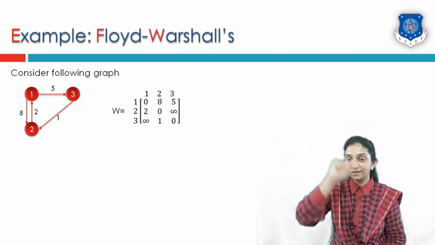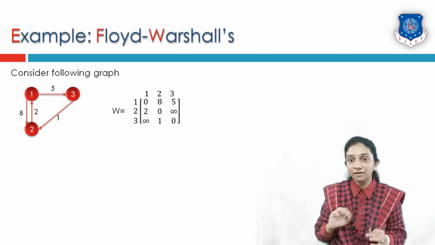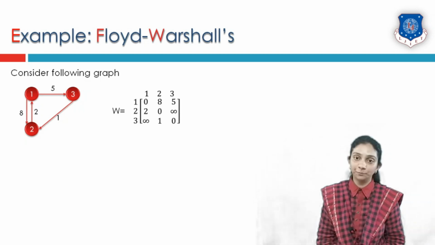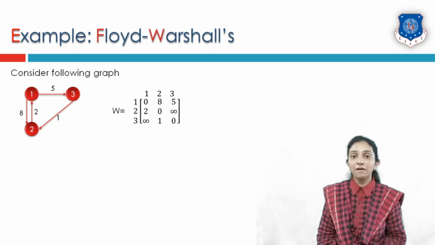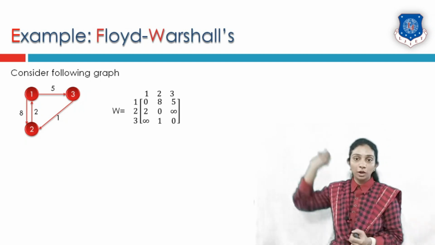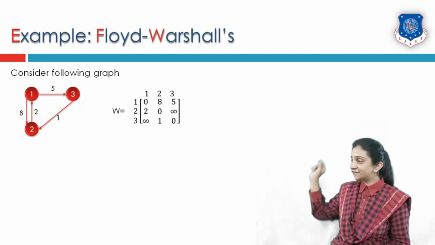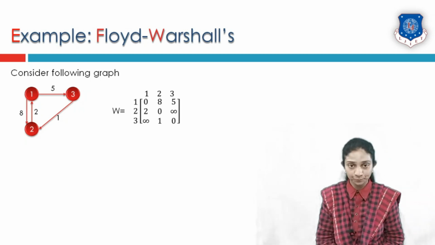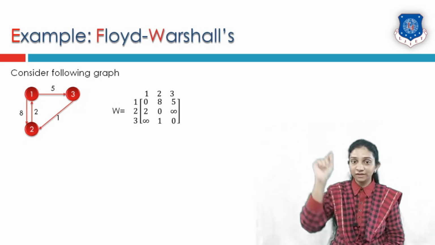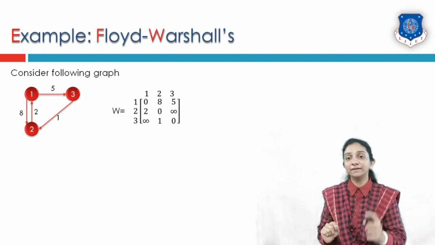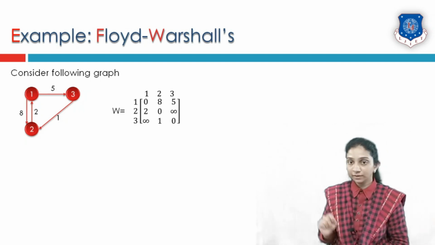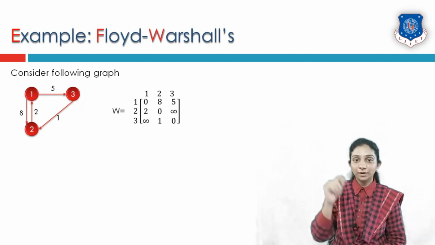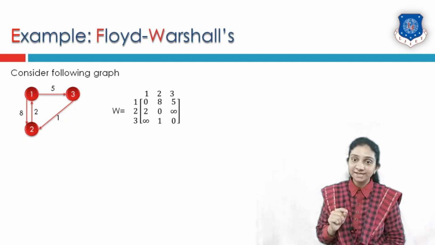If there are any self cycles given in the graph, then only we are going to fill up this diagonal. Remaining cells are paths from row to column vertex. That is, cell number 1, 2 is the path from vertex 1 to vertex 2. So if we want to move from vertex 1 to vertex 2, the weight is 8. From vertex 1 to vertex 3, the weight is 5. From vertex 2 to vertex 1, the weight is 2.